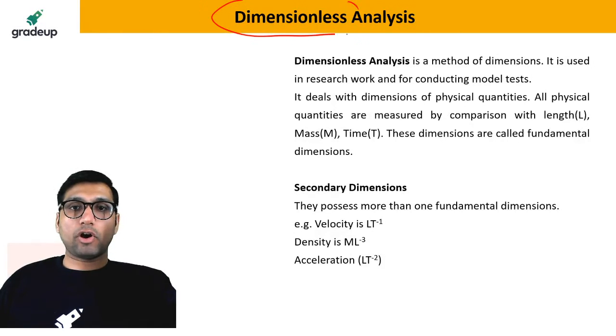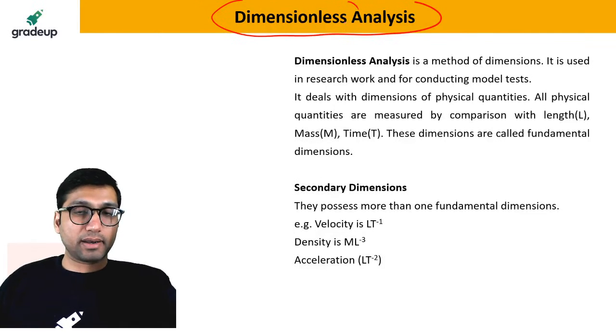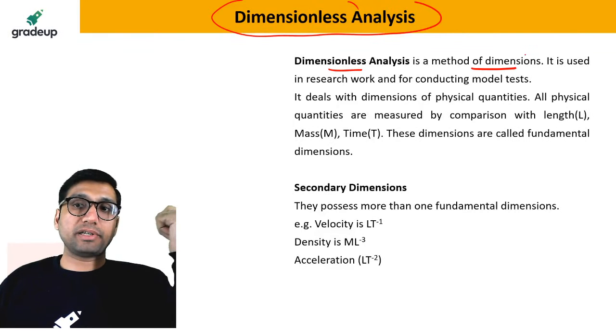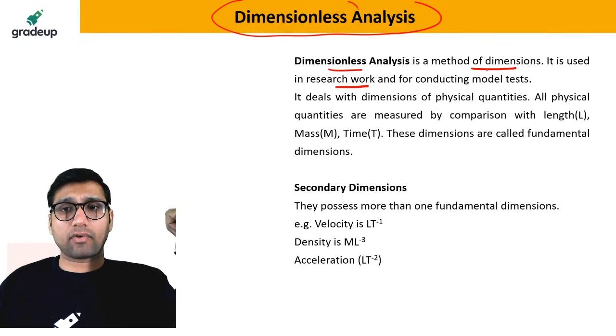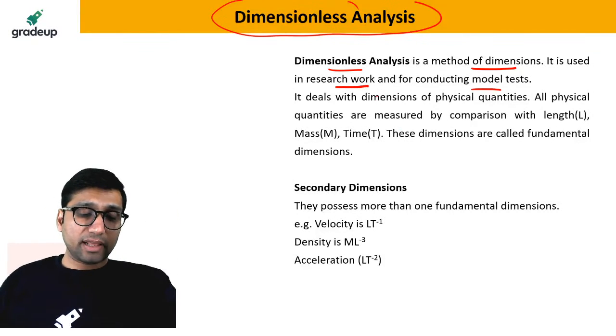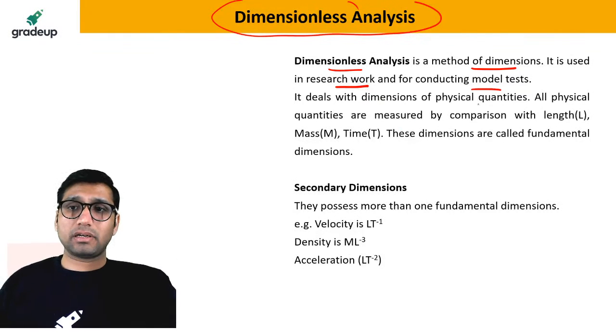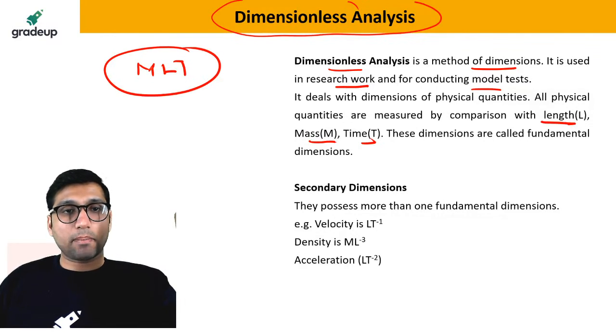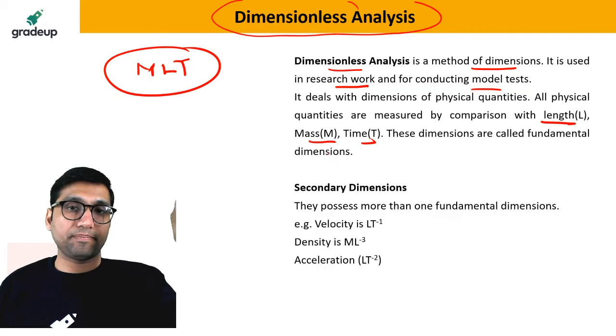Now the last topic of revision is dimensionless analysis. See, dimensionless analysis is basically a method of dimension. It is used for conducting research work, for conducting model tests. Basically in that we will be dealing with different types of dimension. The 3 major dimensions are length L, mass M and time T. We can say these are the 3 fundamental dimensions M, L, T. M is for mass, L is for length and T is for time.